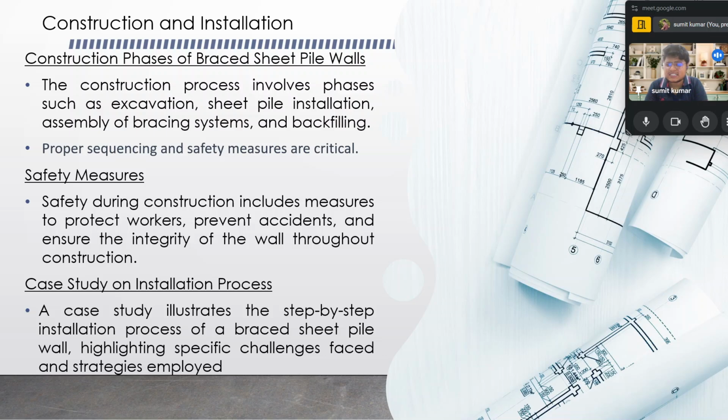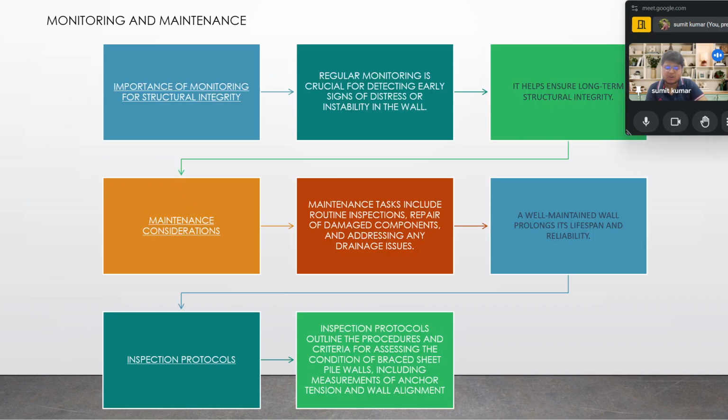The proper sequence and the safety measures are also very much important during the construction and installation of the sheet piles. When we talk about the safety measures, it includes measures to protect the worker, prevent accidents, and ensure the integrity of the wall throughout the construction. When we talk about the case study on the installation process, the case study illustrates the step-by-step installation process of the braced sheet pile walls, highlighting the specific challenges faced and the several strategies employed over here.